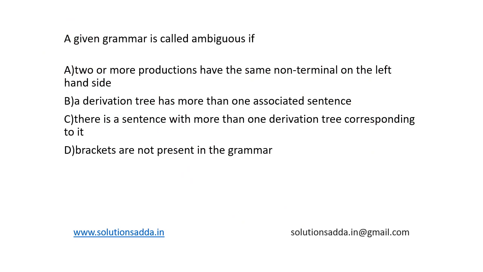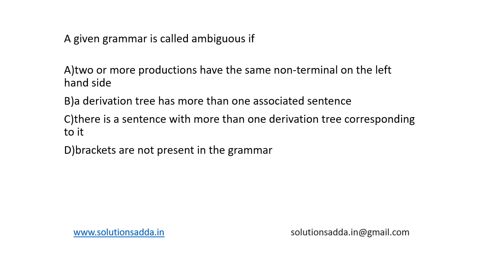This is a previous ISRO question. A grammar is said to be ambiguous if, and 4 options are given. So first of all, what is an ambiguous grammar? A grammar is said to be ambiguous if it has more than one leftmost derivation for a particular sentence, or more than one rightmost derivation for a particular sentence, or more than one parse tree for a particular sentence.